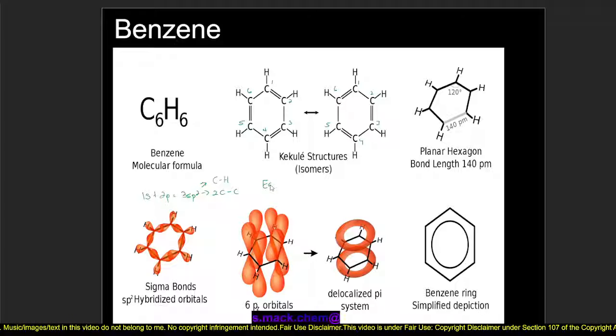So each carbon bonds via 3 sigma bonds. So for each carbon, if the s orbital and p orbitals are used to form hybrid orbitals, that means for each carbon atom, there exists 1 pure p atomic orbital. This pure p atomic orbital exists above and below our hexagonal planar ring of carbon atoms, which is bonded via sp2 hybrid orbitals.